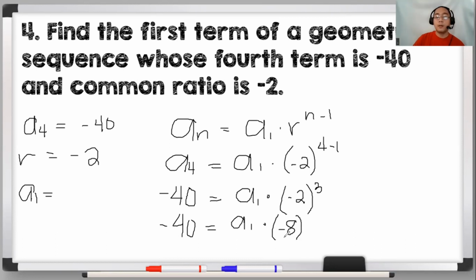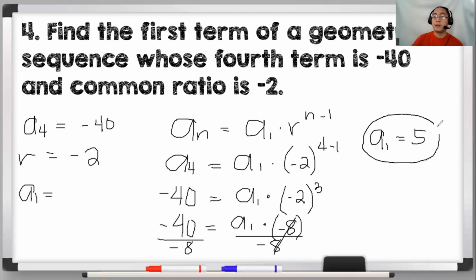Then directly, let us eliminate now the negative 8 by the property of multiplicative inverse. The inverse of negative 8 is to multiply both sides by 1 over 8. Then directly we'll eliminate now the negative 8. So 40 divided by 8 results to 5. So our first term now results to positive 5.